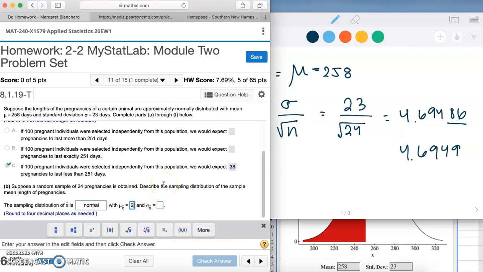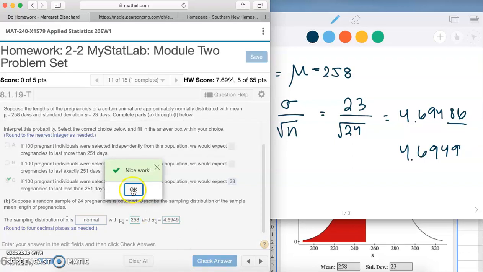We have 258 for the mean of X bar, and we have 4.6949 for sigma X bar. Check our answer. Nice work.